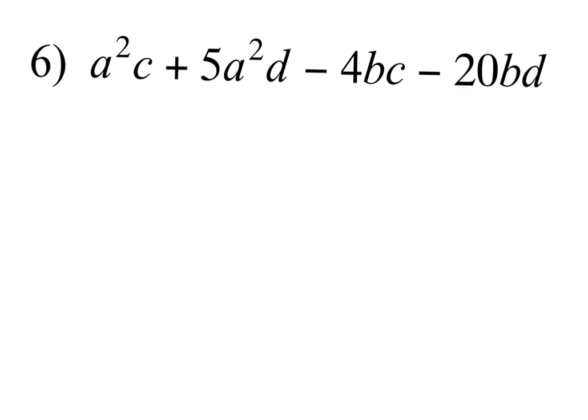All right, so for this one, you have a 1, a 5, a 4, and a 20. Nothing can come out of those. You have an A and C, A and D, B and C, B and D. So no variable can come out of all 4, all right? So there's actually no common factor between all 4 terms here. You have to just go straight to grouping, all right? So we're gonna go to grouping.